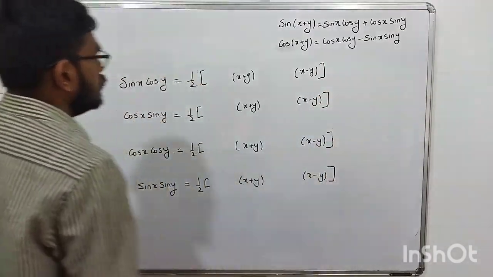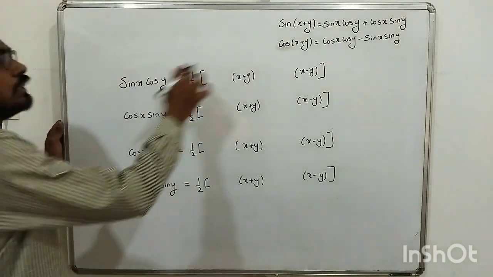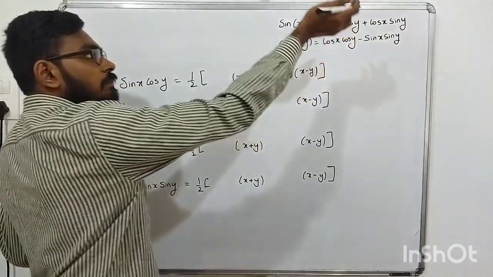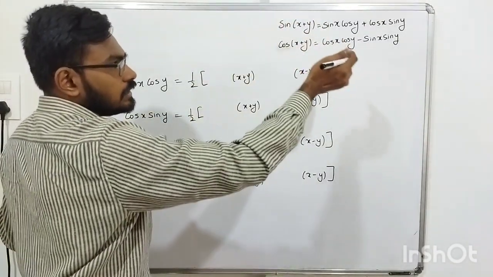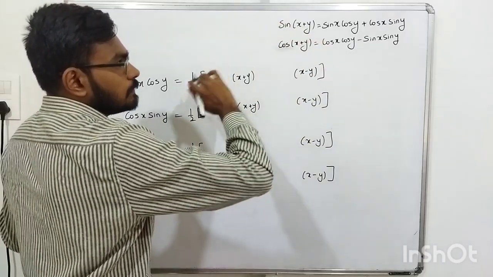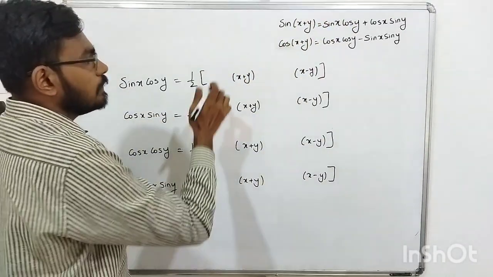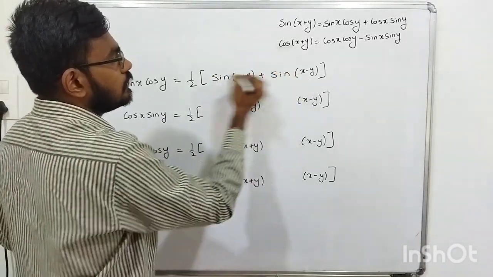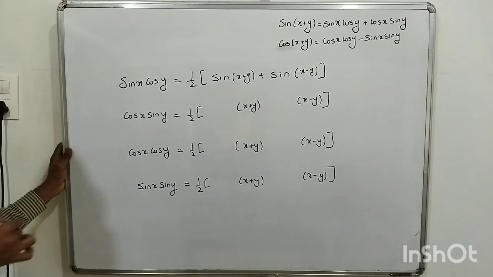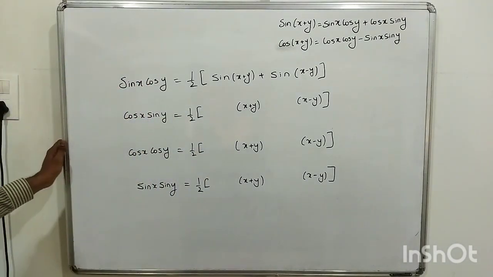Now first thing, sin x cos y. So just see in those formulas where is sin x cos y, here, and remember the factorization formulas what we did. Whenever there is sin x plus sin y, we wrote 2 sin x cos y. So same thing will happen here, sin of x plus y plus sin of x minus y. Understood? No, is equal to this.